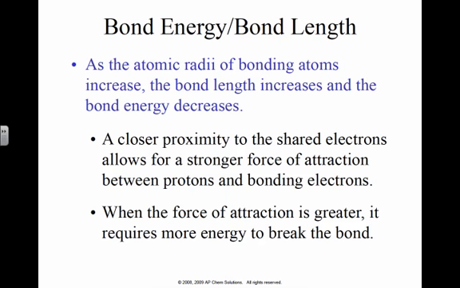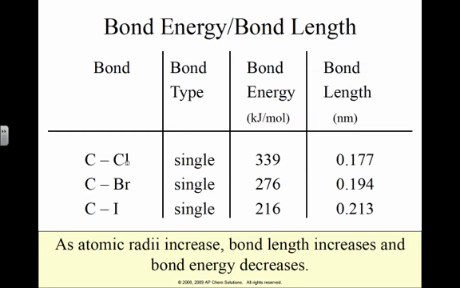As the atomic radii of bonding atoms increases, the bond length also increases, and the bond energy therefore decreases. A closer proximity to the shared electrons allows for a stronger force of attraction between the protons and bonding electrons. What does that mean? Chlorine, bromine, and iodine. As you go down, they become bigger atoms. Obviously, iodine's really big. Chlorine is a little bit smaller.